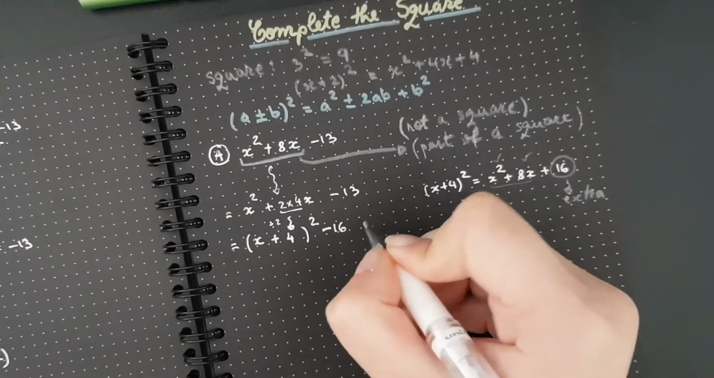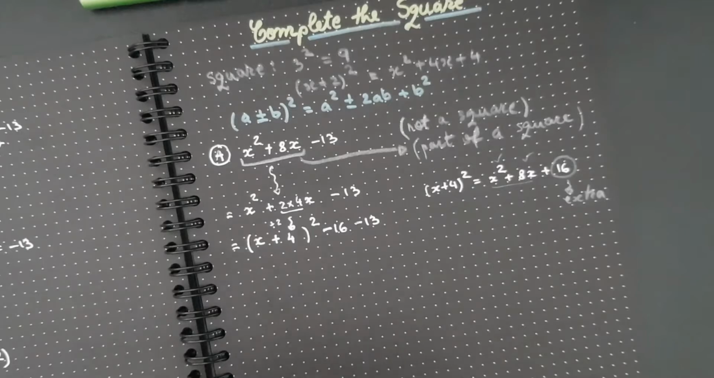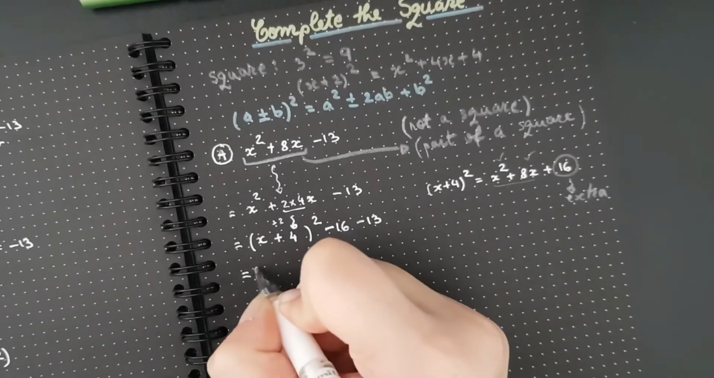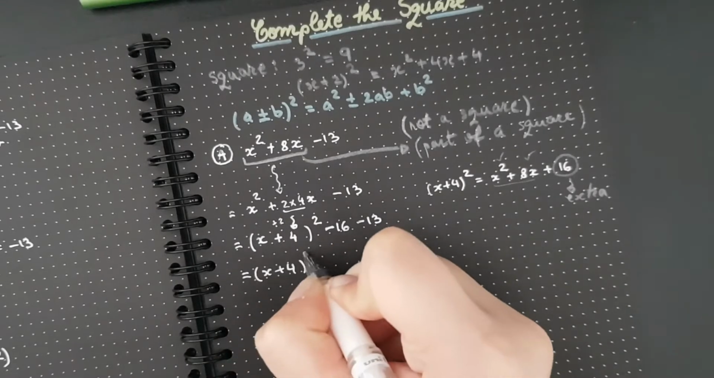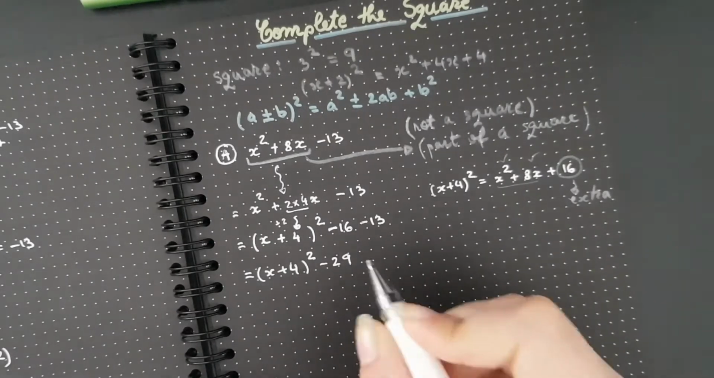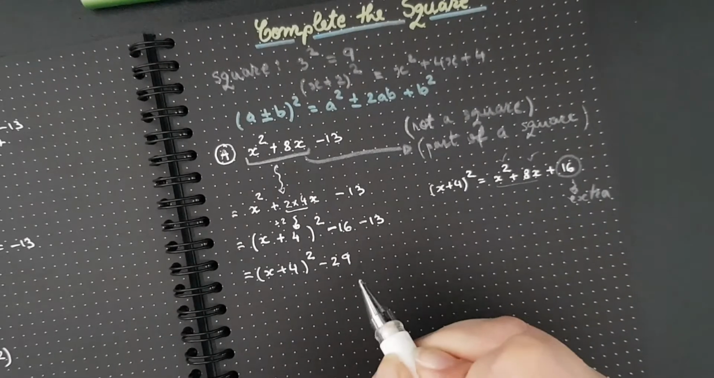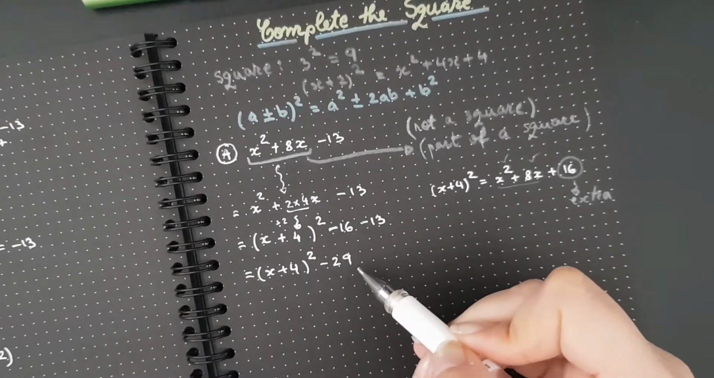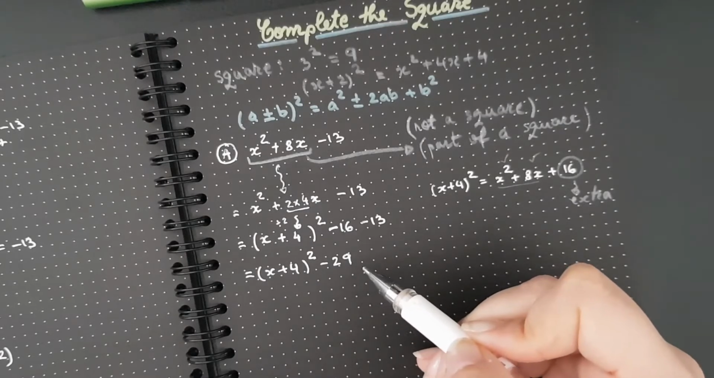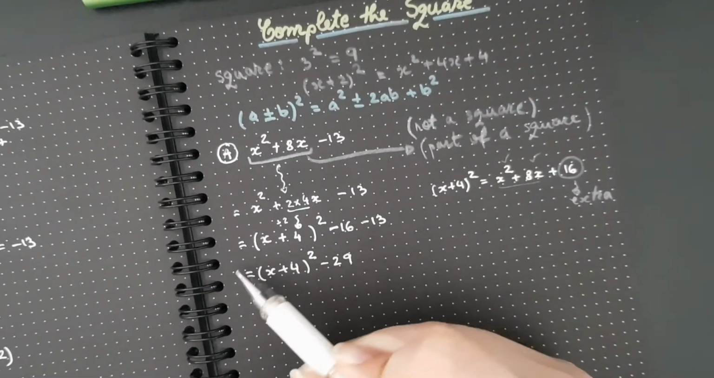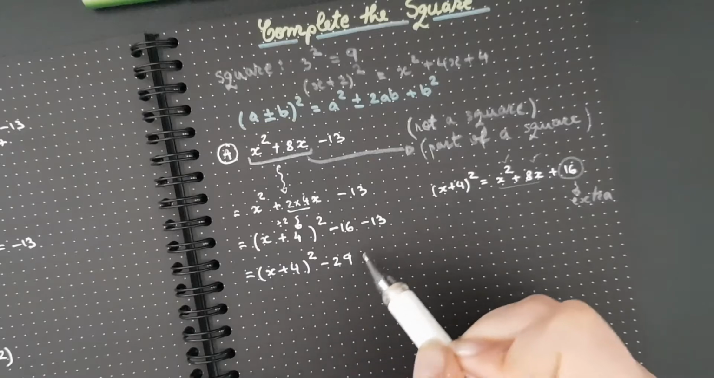And then I copy the negative 13 on the top, just because I haven't done anything with it. And then I'm going to tidy things up. So this is x plus 4 squared minus 29. Now, this is completing the square. I have completed the square. And it does look a bit like, what have you done? You've completed what square? I've changed this one to a completed square. That's what I've done.